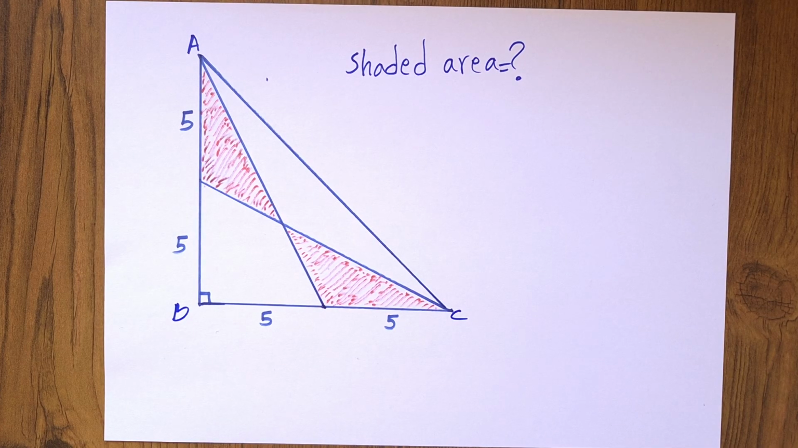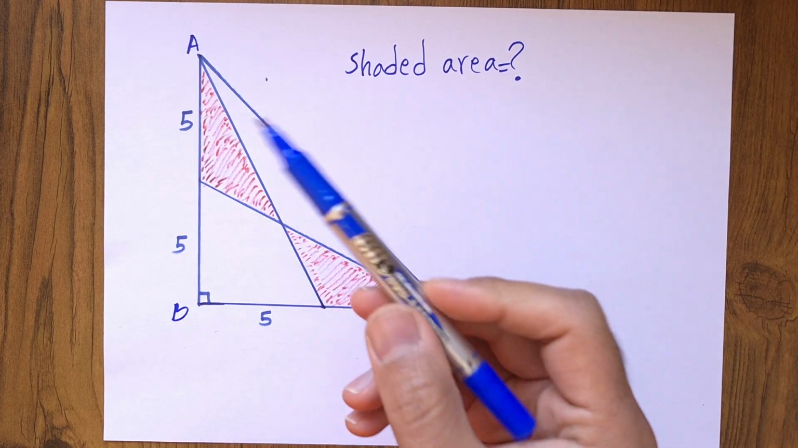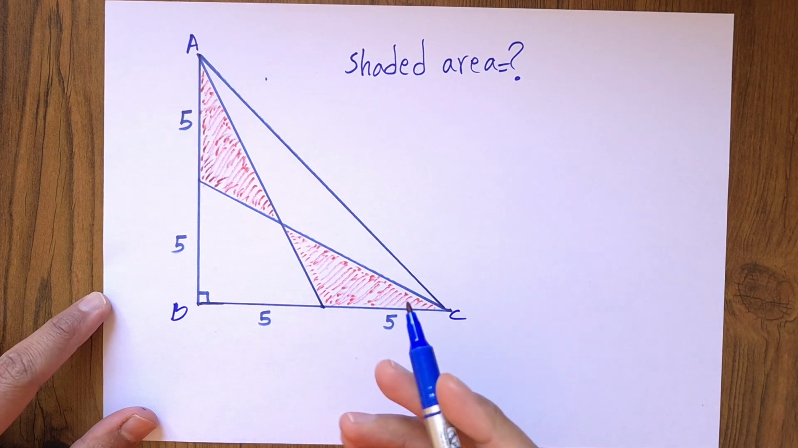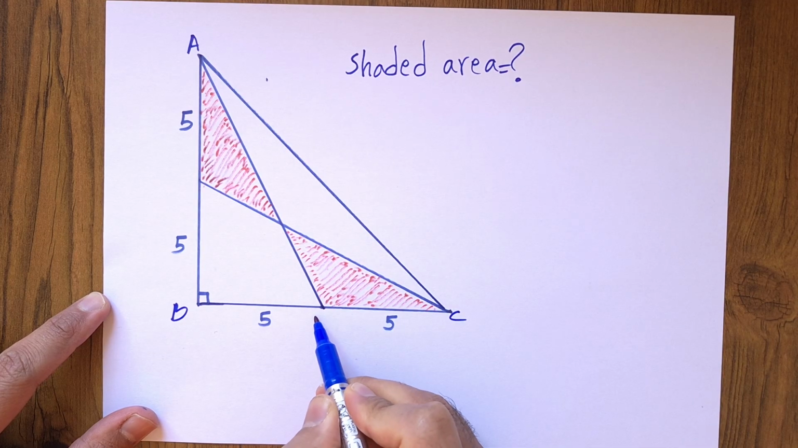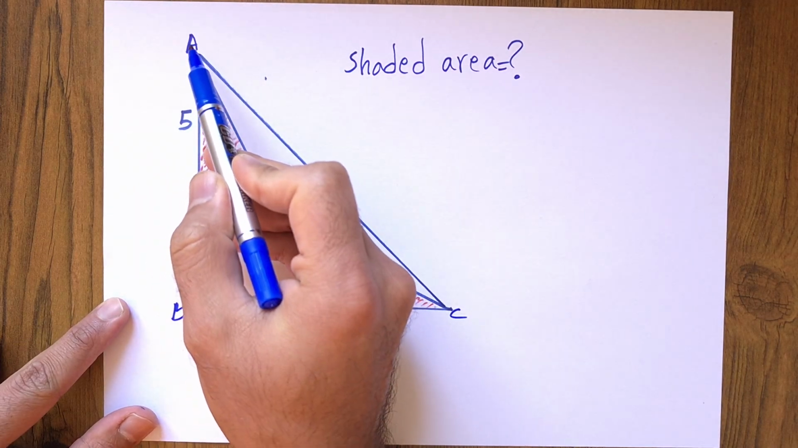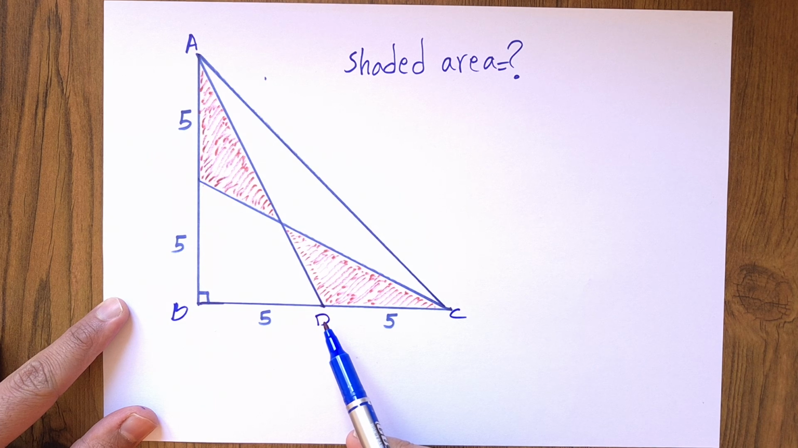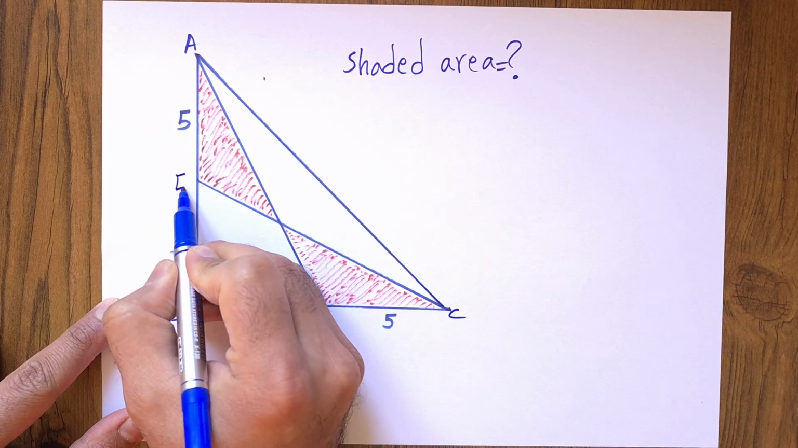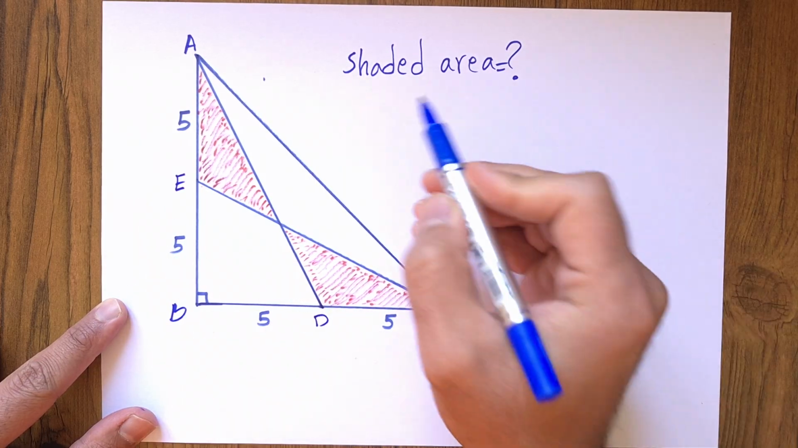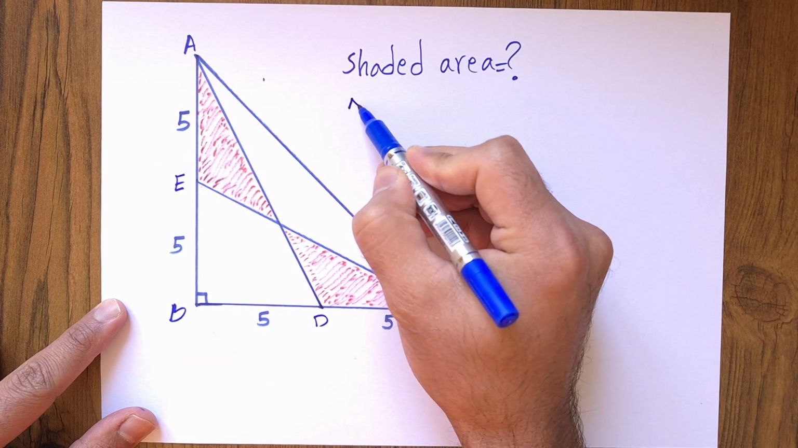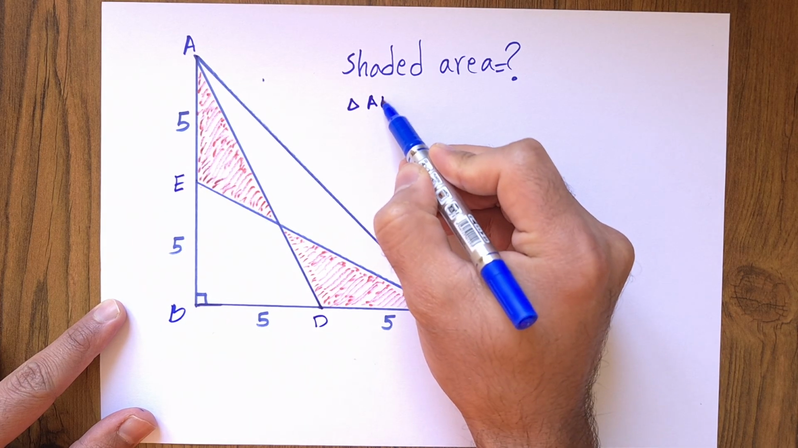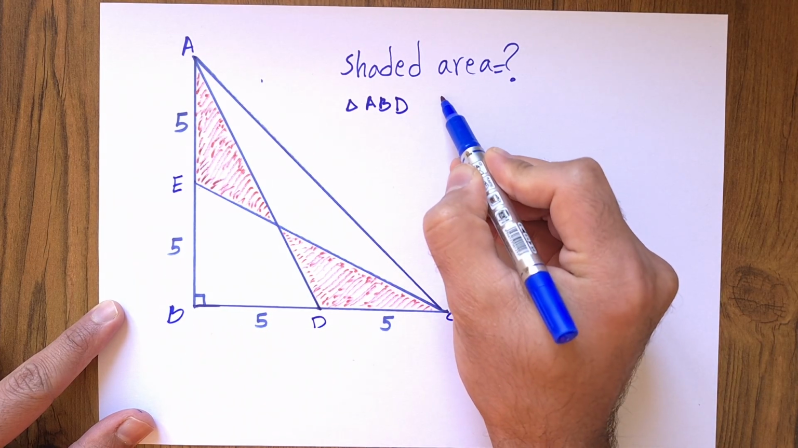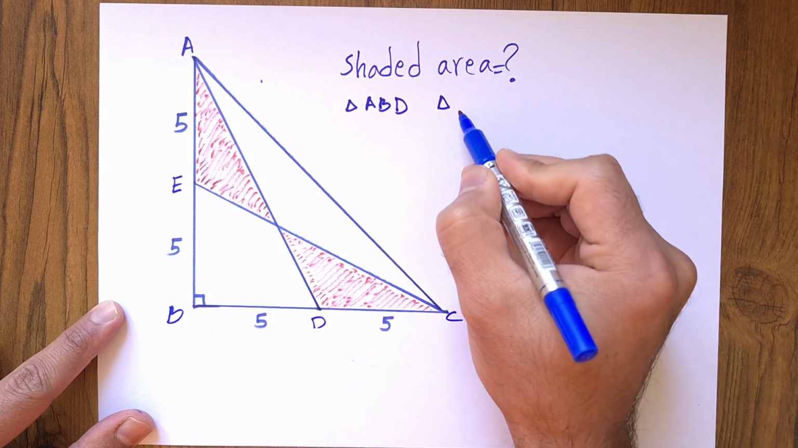So let's start. Let's focus on this left little triangle here. Let's name this part ABCD. This one is D. So let's focus on triangle ABD, right? This is triangle ABD. And now let's also compare triangle BCE. So let me write it down here: triangle ABD and triangle BCE.